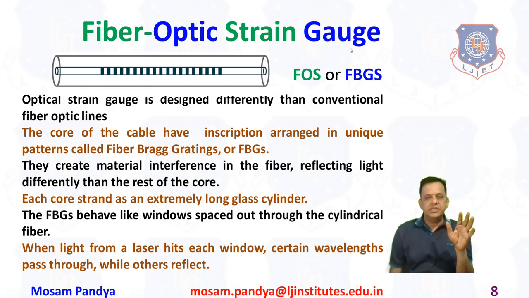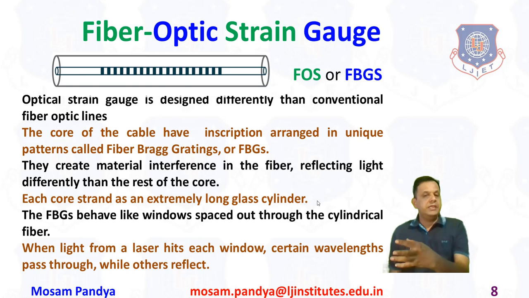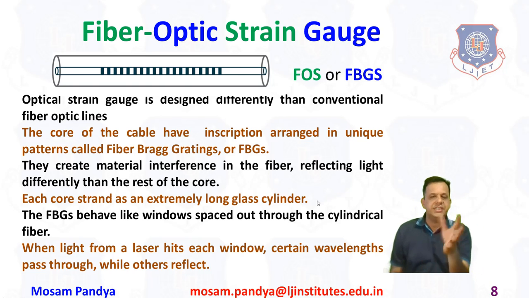an extremely long glass cylinder, very thin, and it will behave like a window. The cylindrical fiber is getting into that, and a light is passing, and now that light will be reflected or passed through a certain wavelength. We are talking about wavelength, and that reflection will decide the amount of strain, because it will be disturbed, or it will be changed, by the presence of strain.